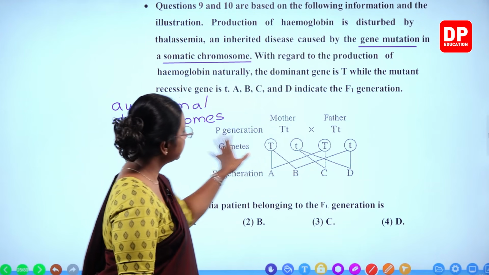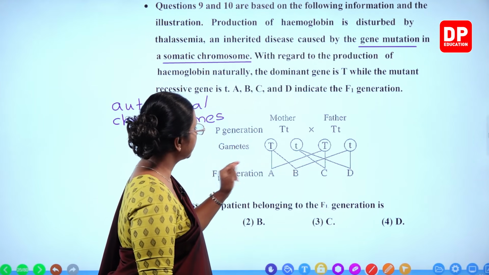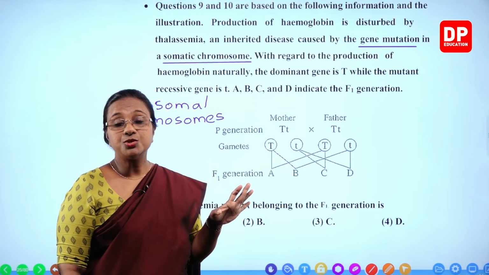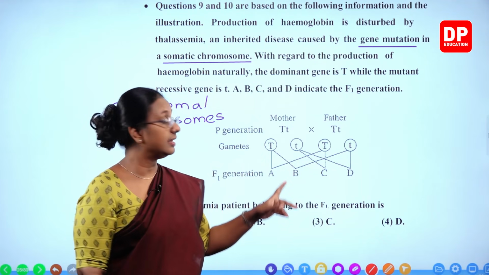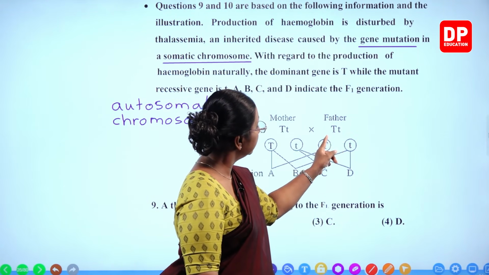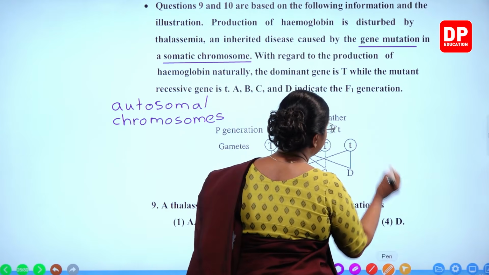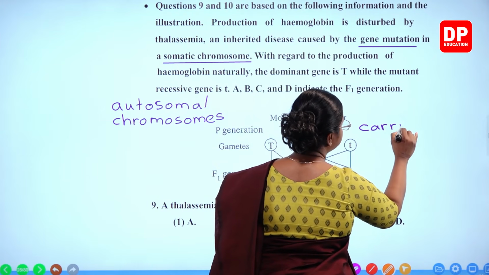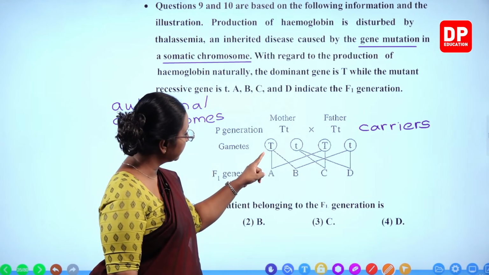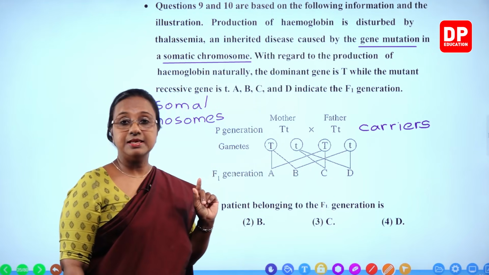So here you can see this is the illustration given. Now here they have shown the parent generation. You can see mother, capital T, simple t. So like I told you all, that is a carrier. The mother is a carrier, heterozygous condition. The father, again capital T, simple t. So the father is also a carrier. So both of them are carriers. Then you can see the gametes from the mother, capital T and simple t. Father also capital T and simple t.